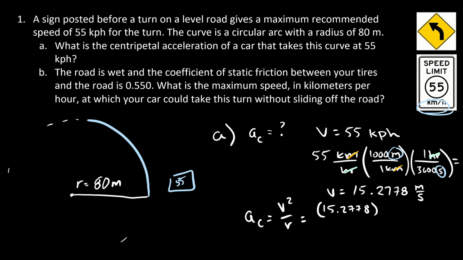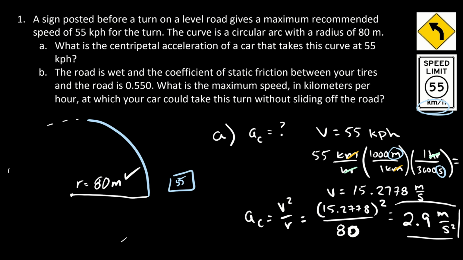So we have 15.2778 squared divided by R. The units are meters per second, and we're squaring that, so meters squared over second squared will be our units in the numerator. We have meters in our denominator, so we've got to plug in our R. Our R is 80, because we were given that in the problem. So we're left with meters per second squared, which is what we want, and we end up with 2.9 meters per second squared.